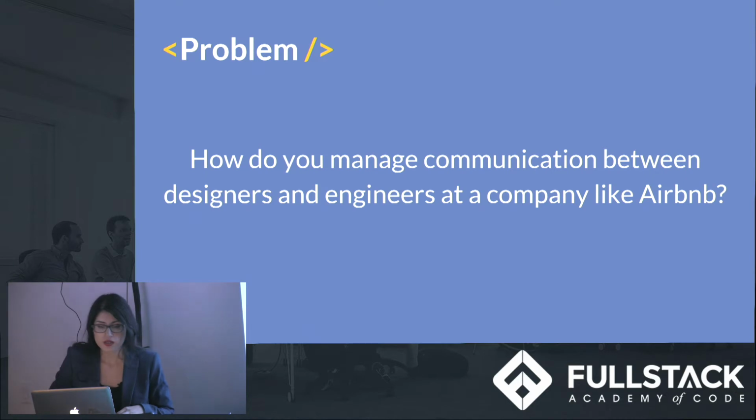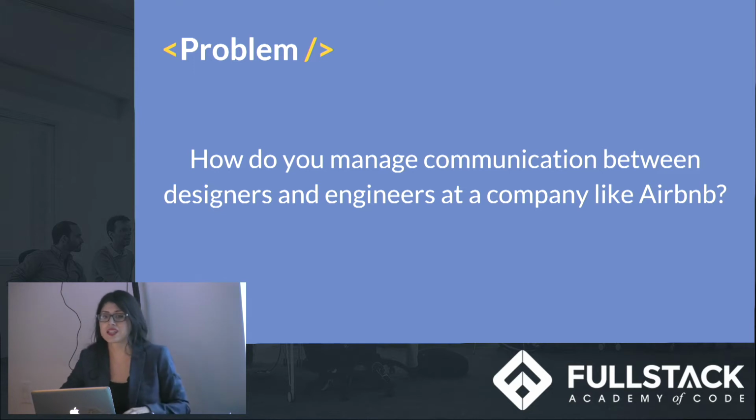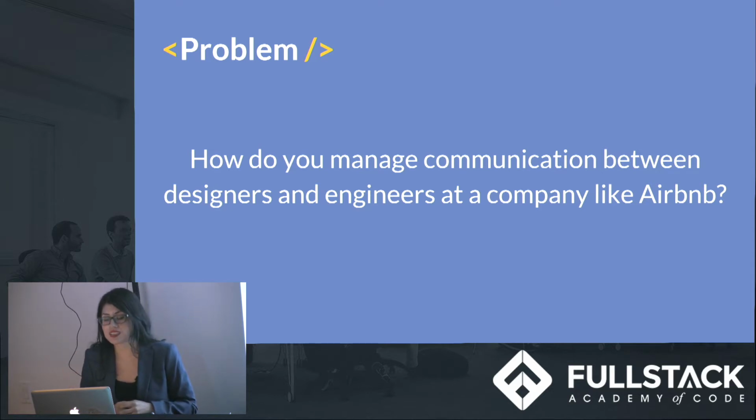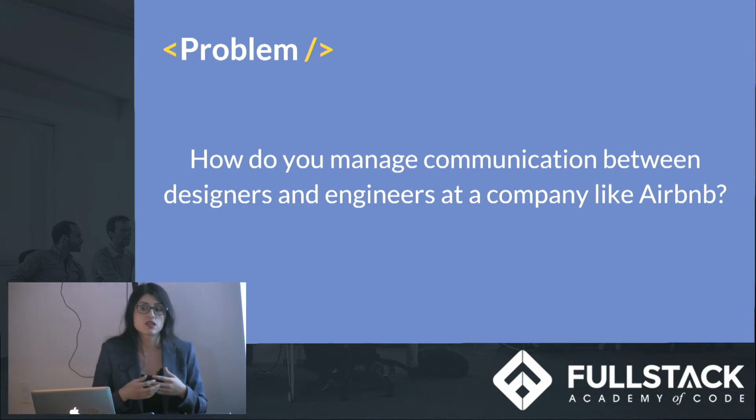So, the problem. How do you manage communication between designers and engineers at a company like Airbnb? As you all know, Airbnb has grown tons in the past few years. They're in 65,000 cities in 191 countries. Given such a big company, they have dozens upon dozens of designers. But at the end of the day, Airbnb needs to have one cohesive brand and one user experience. Plus, their whole thing is to inspire trust through design.